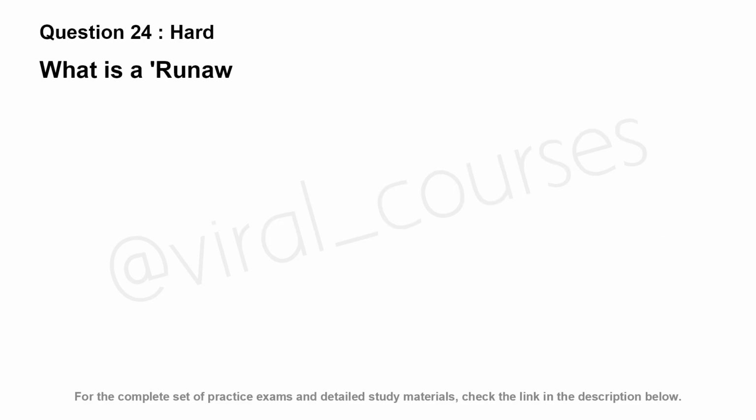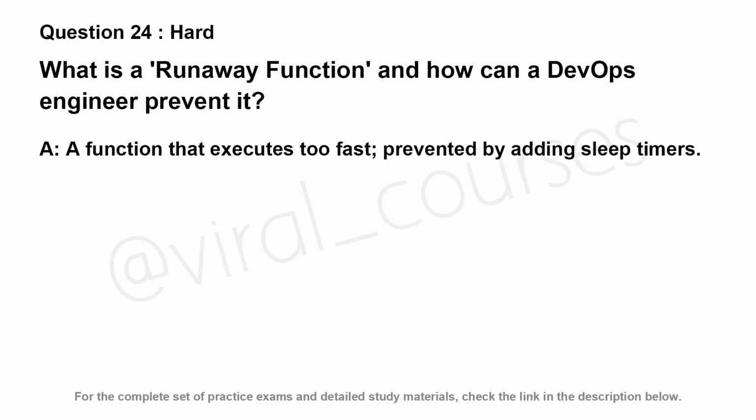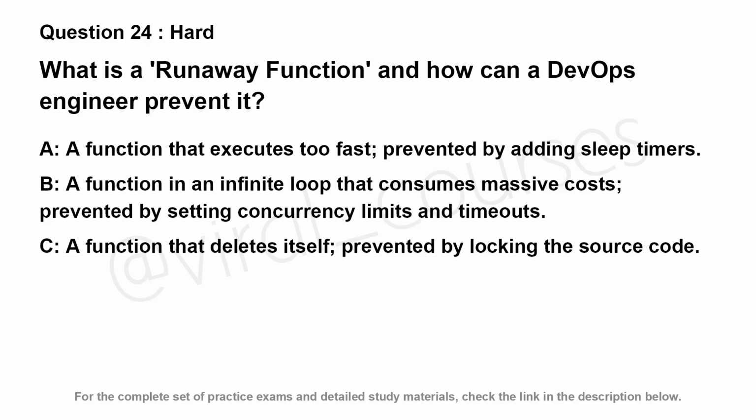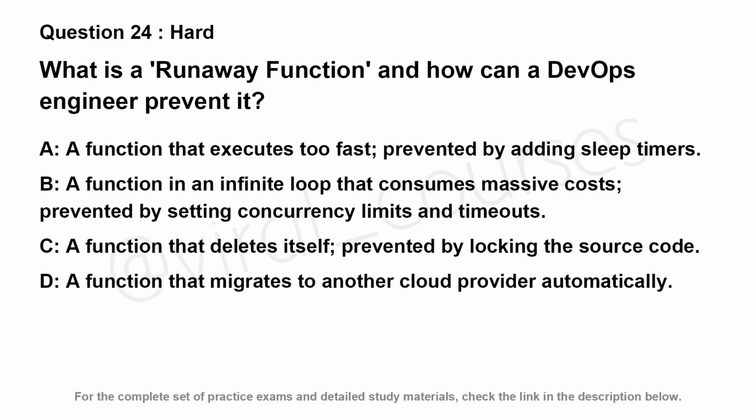What is a runaway function, and how can a DevOps engineer prevent it? Option A. A function that executes too fast, prevented by adding sleep timers. Option B. A function in an infinite loop that consumes massive costs, prevented by setting concurrency limits and timeouts. Option C. A function that deletes itself, prevented by locking the source code. Option D. A function that migrates to another cloud provider automatically.